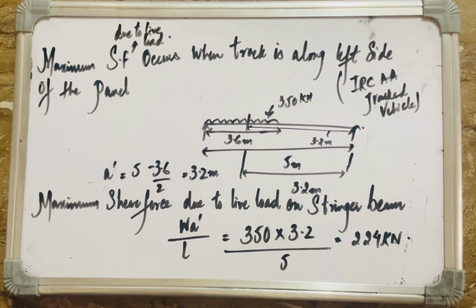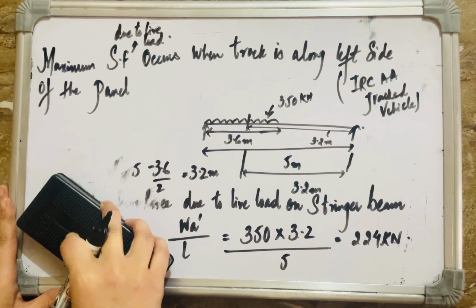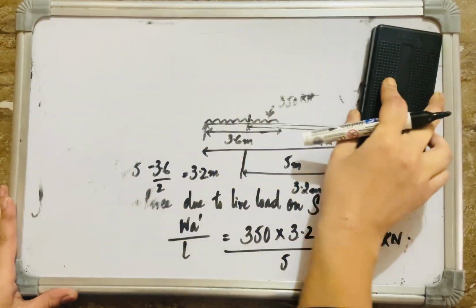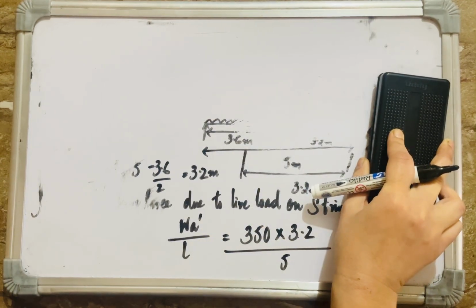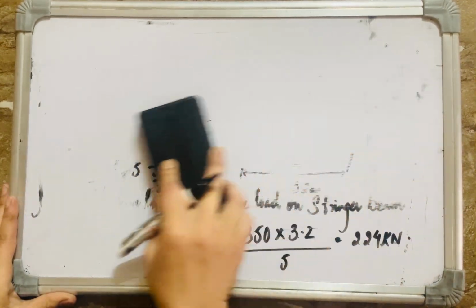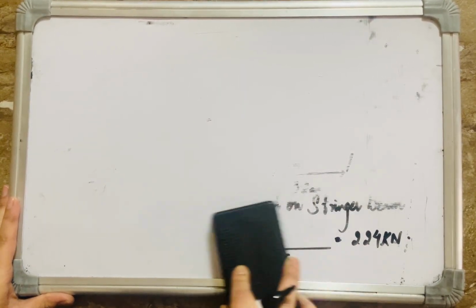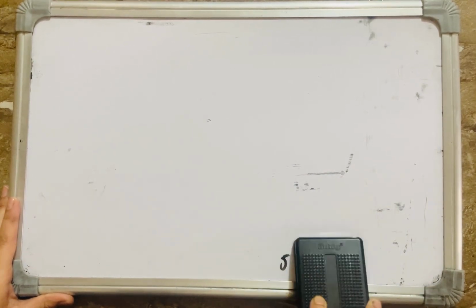So we have calculated the maximum bending moment due to dead load, the maximum shear force due to dead load, the maximum bending moment due to live load, and the maximum shear force due to live load. After that, what is the step? We have to apply the impact factors, impact factors due to the live loads. There will be no continuity factors. Continuity factors we take during designing of deck slabs, but not during designing of beams, be it stringer beams or cross girders.